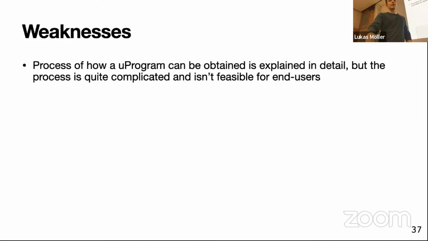As for weaknesses, I think the process of how a microprogram can be obtained is explained really well and in detail, but the process is quite complicated and is only viable for hardware vendors, really. Whenever the hardware vendor decides that they want a new microprogram because that instruction might be useful to the programmer, they would have to go through the three-step process. But it's not feasible for end users to go through that process.